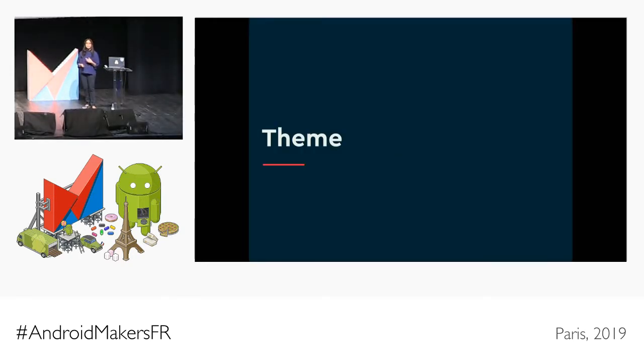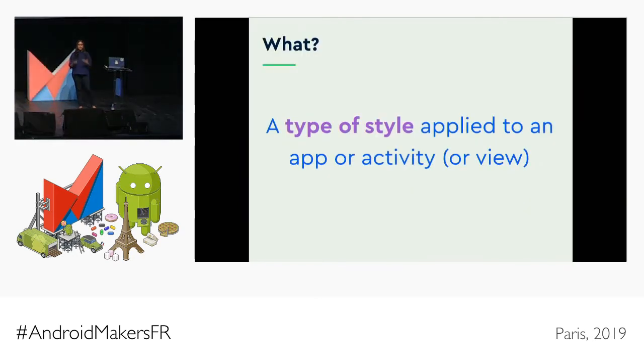Let's now learn about a styling technique that also applies to the child views, and this is known as a theme. It can be applied to an app or activity or a view or view hierarchy, but we're going to focus on app and activity level theming here, since the next section goes into view and view hierarchy theming in more detail.